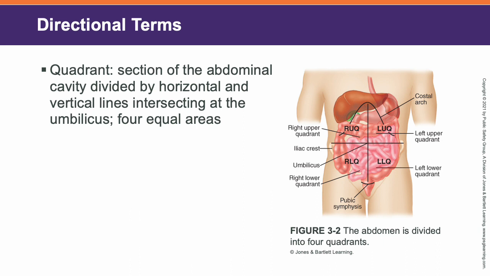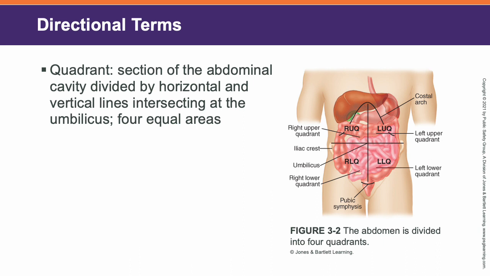Okay, so the next part of directional terms is understanding the quadrants. The quadrants are used when describing the trunk of the body. We divide the trunk into four different quadrants to identify where pain is and those types of things, okay? The center point of the quadrants is your belly button, or your umbilicus. It's the same thing, okay?